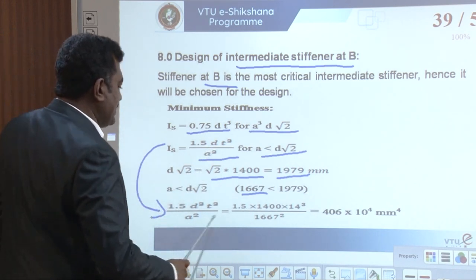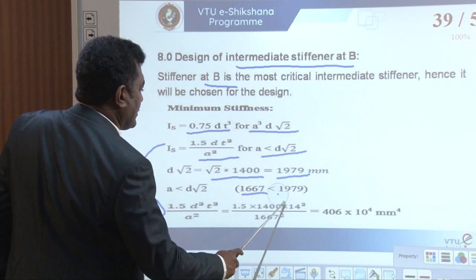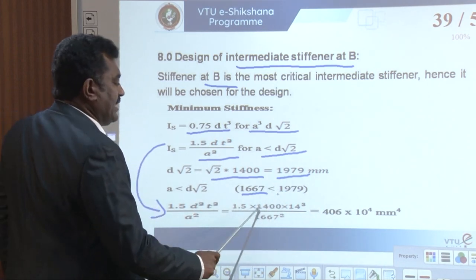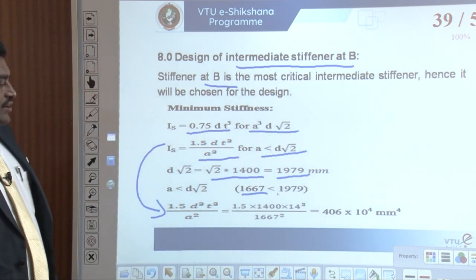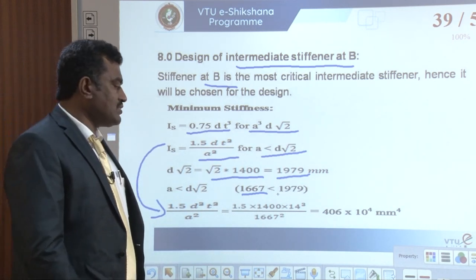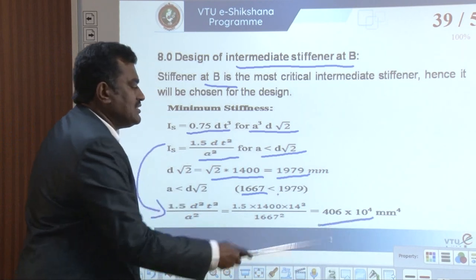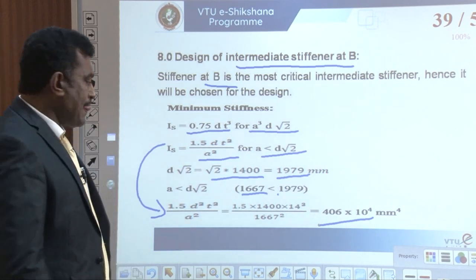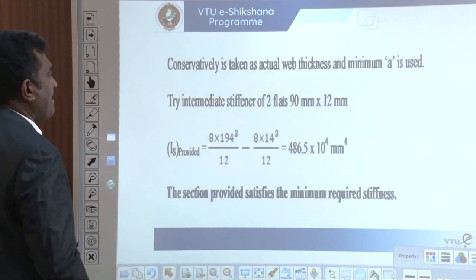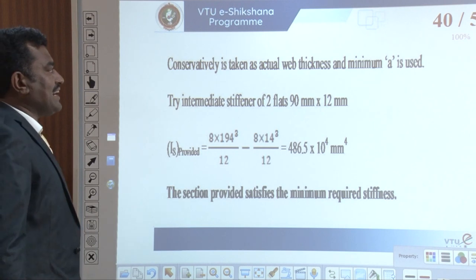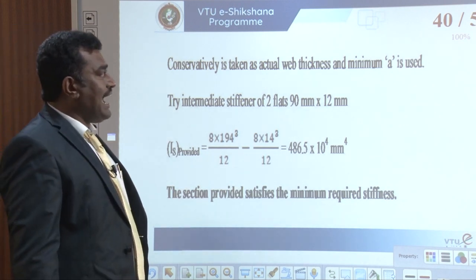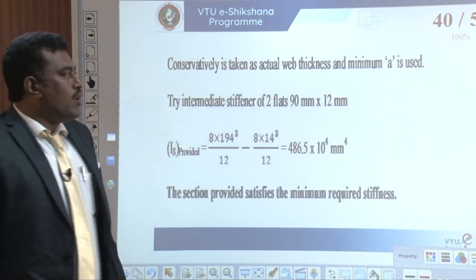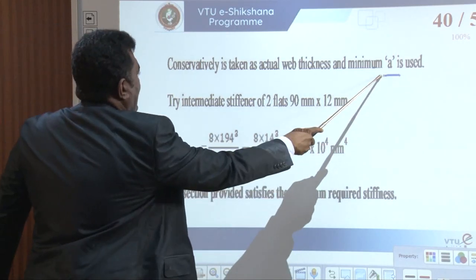Substituting these values, T and D: 1.5 into 1400 into 14 cubed divided by 1667 squared. That gives 406 into 10 raised to 4 mm to the power of 4. This value we are getting. Then conservatively, the actual web thickness is taken and minimum A is used. How will the minimum A value be taken?